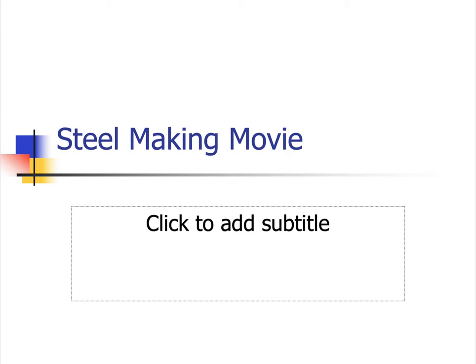Okay, so there is a movie that has to do with steel making. The first part of it is on the blast furnace. It's in the assignments to watch. If you wanted to watch the first part right now, it's not a bad idea just to get an idea of what I'm talking about, but it's just the part on the blast furnace that you could watch at this point.